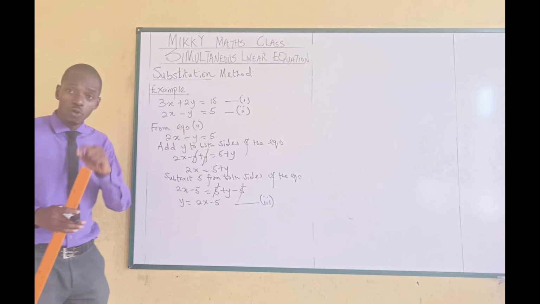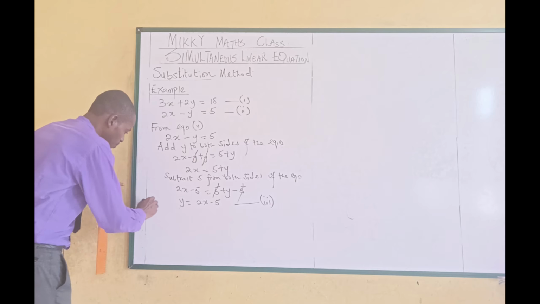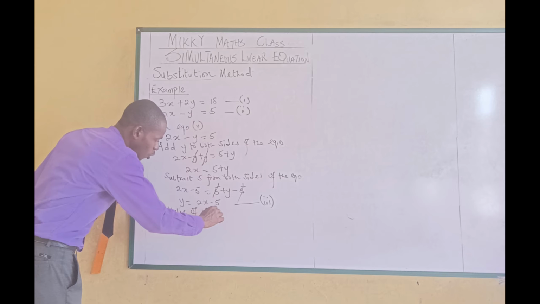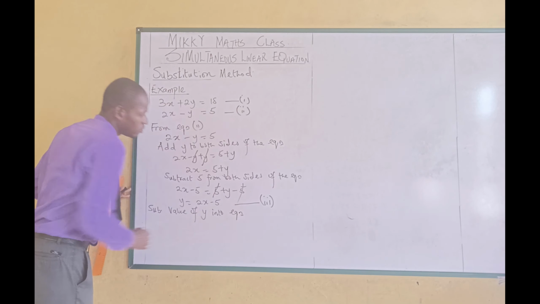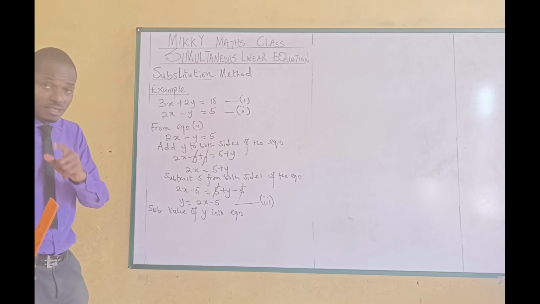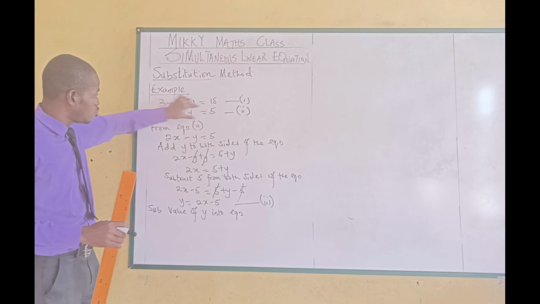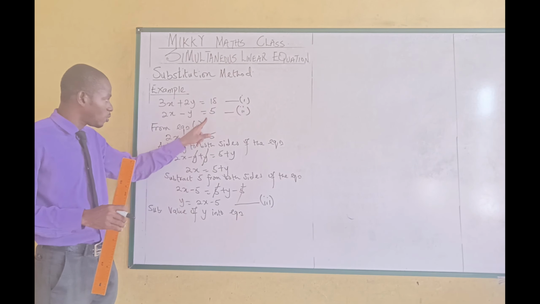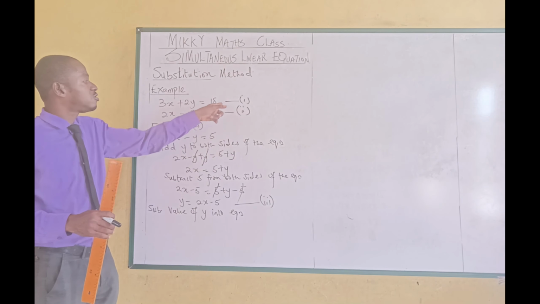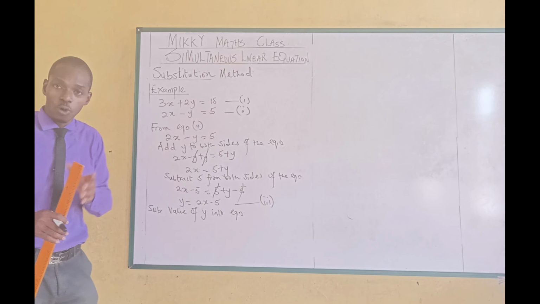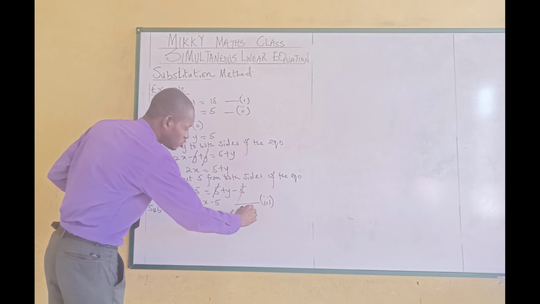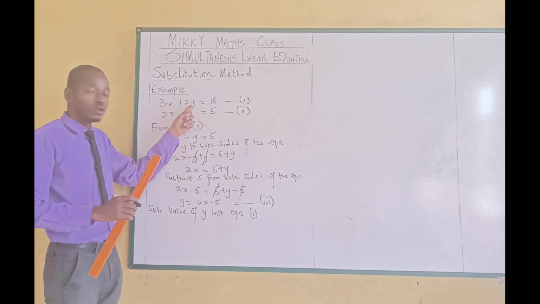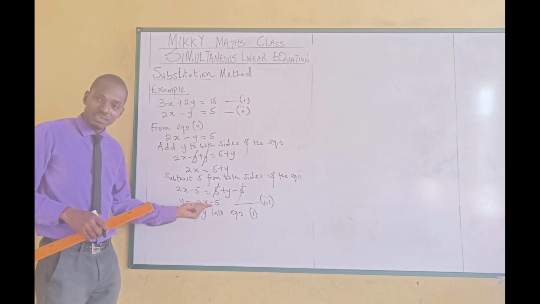After we've made y the subject of the formula, the next thing to do is to substitute the value of y into an equation. Some students make a mistake here. Don't make the mistake. I've used equation 2 to make y the subject of the formula, so I cannot substitute the value of y into equation 2. I must substitute it into the equation I did not use, which is equation 1. That means wherever I see y in equation 1, I input 2x minus 5.